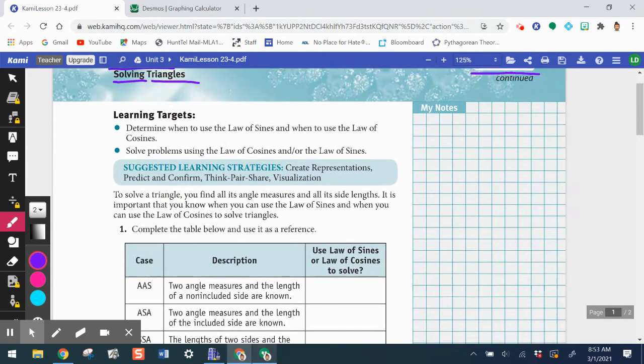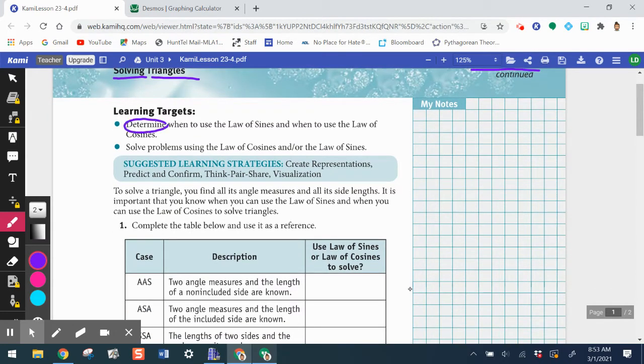So let's look at our learning targets. Today we are going to determine when to use the law of sines and when to use the law of cosines. So 2 new ways to solve triangles, and we need to figure out when to use the law of sines and when to use the law of cosines.